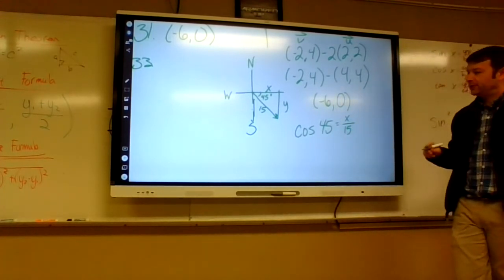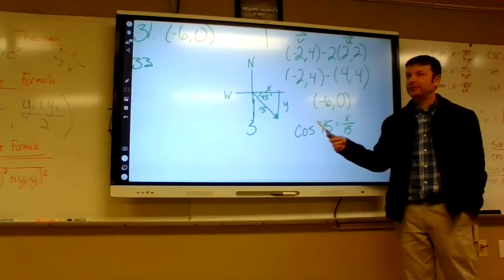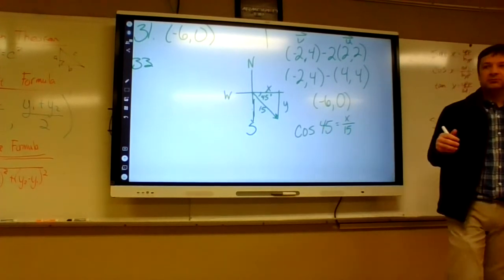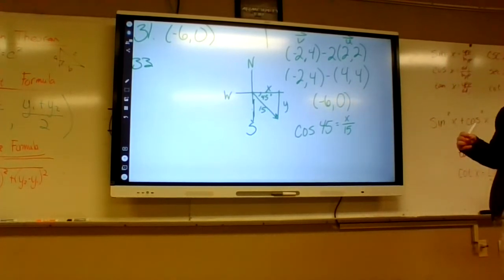And how do I solve that with the calculator? Cosine of 45 times 15. I found it a different way. We're rounding to the tenth. If you know special triangles, you could do 15 divided by square root of 2. Is that what you did, Will?